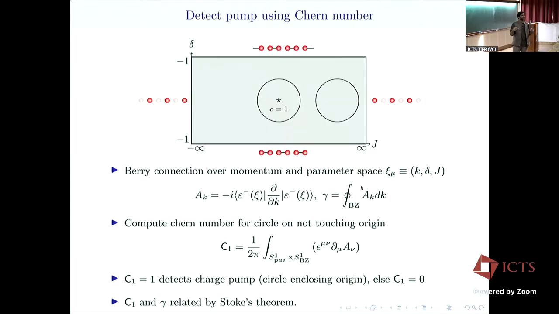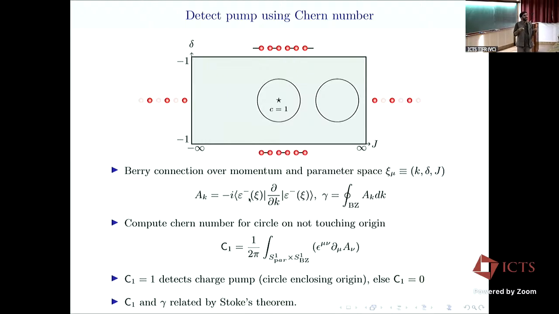There's a well-known way in which we diagnose a Thouless charge pump, which is to consider any loop in this phase diagram. There are multiple types of loops, one which can wrap the origin, one which does not have to. In any case, we can define a Berry connection in the usual way.